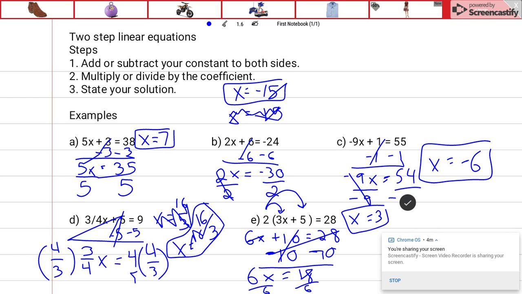Please look for my next video where I go over how to check your solutions. The beauty with equations is you can actually check your work to make sure you did the problem right. You don't have to rely on your teacher, a calculator, or an answer key. So please look for that video coming up soon.